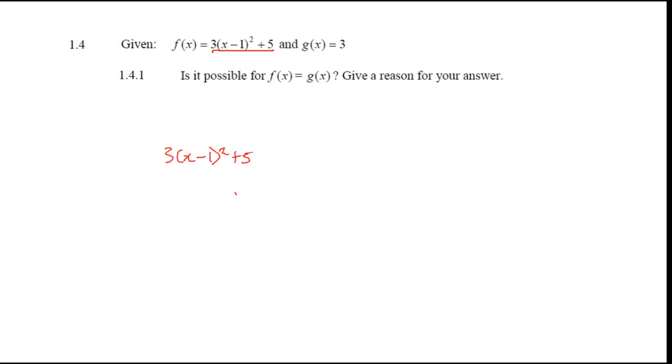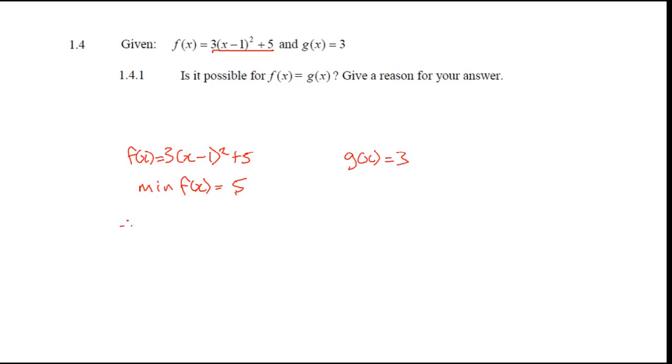Okay, but as you can see, this is the equation of a standard parabola, which means the turning point of this parabola will be x equals positive 1 and y equals positive 5. This is the minimum turning point. So the minimum for f of x is going to be positive 5, which means this function cannot go lower than 5. But now, g of x is equal to 3, which means it's a horizontal line at 3. So obviously, these graphs are not going to meet, right?